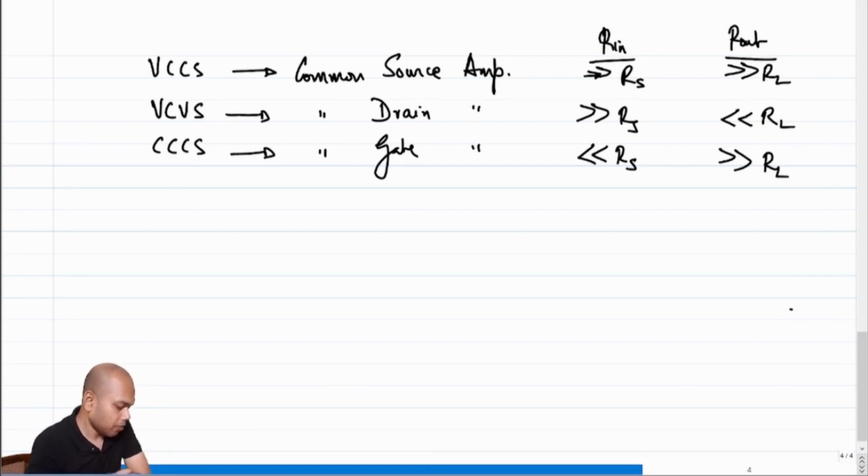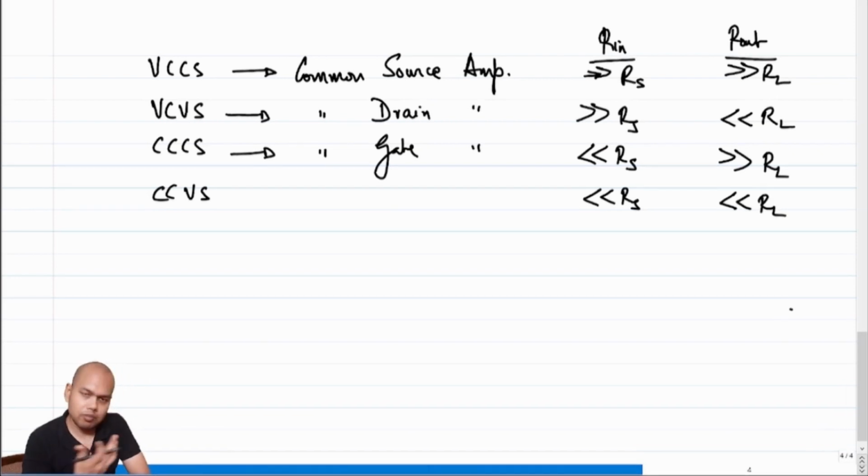So what other control sources remain? Clearly you see that one is absent from this, and that is a current controlled voltage source. What is the R in and R out requirement for that? It's a current controlled source, which means R in should be much lesser than Rs, ideally 0. What is R out? R out should be much lesser than RL, or ideally 0. But what is the topology?